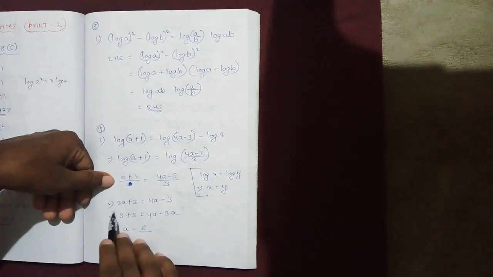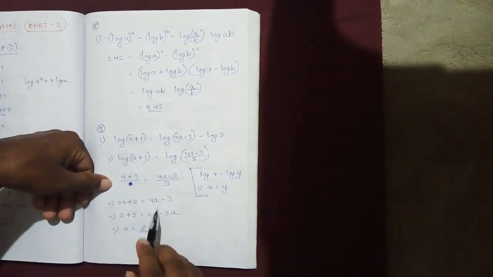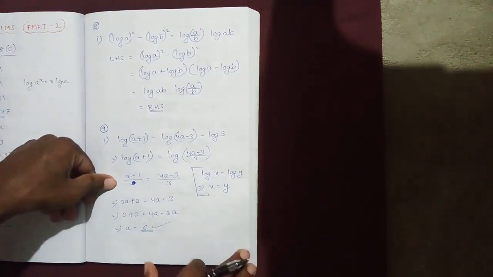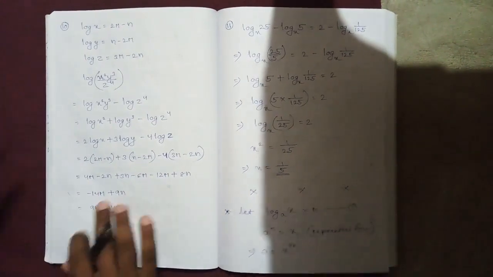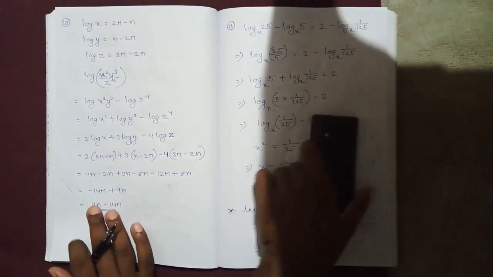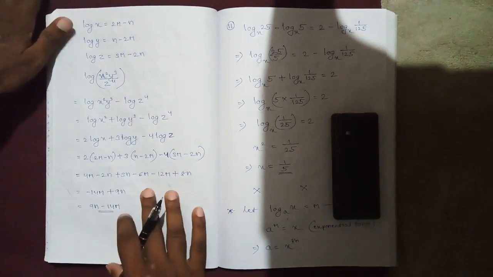Bring 3 to the left. 3a plus 3 is equal to 4a minus 3. On solving you will get a is equal to 6. Move to number 10.